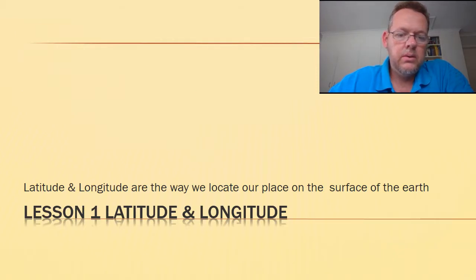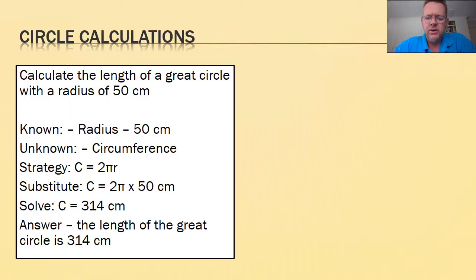Okay, so the first lesson is going to be latitude and longitude. Now, latitude and longitude are the ways that we locate our place on the surface of the Earth. They are imaginary lines, and they're there for our purpose. A great circle is the biggest circumference of a sphere. So obviously you can make smaller circumferences of a sphere if your radius does not go to the center of the sphere.